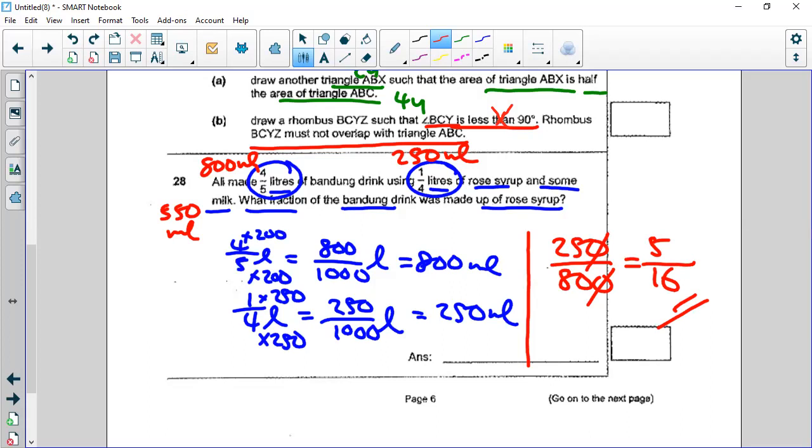Okay, understand? Right? So can we draw a model for these fractions? We cannot draw a model because there's liters there. So cannot draw a model. Okay, two more questions.